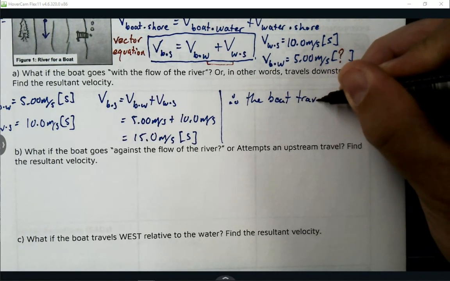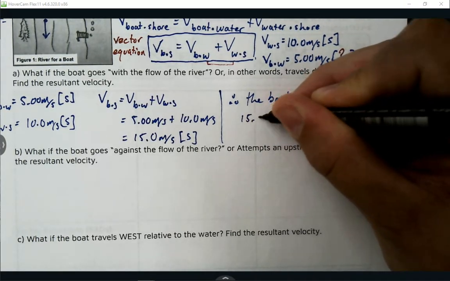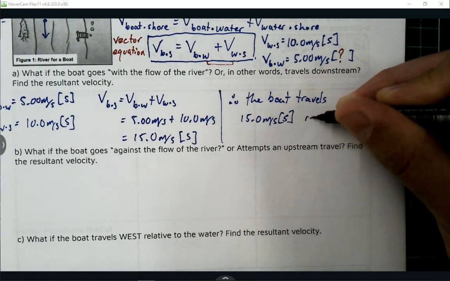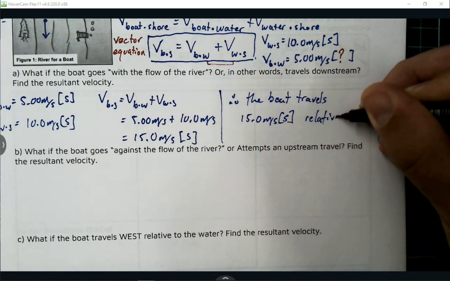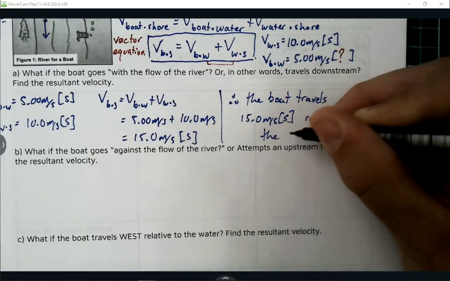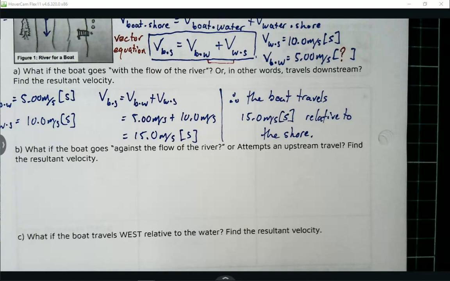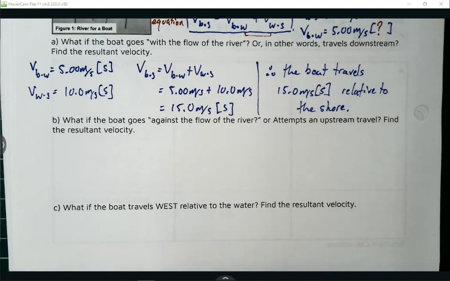Anyway, therefore, the boat travels at 15.0 meters per second south relative to the shore. And as is my normal style, that's the easy question. That would be the easiest version of this kind of question, okay?